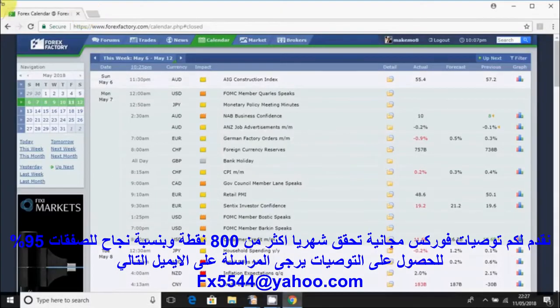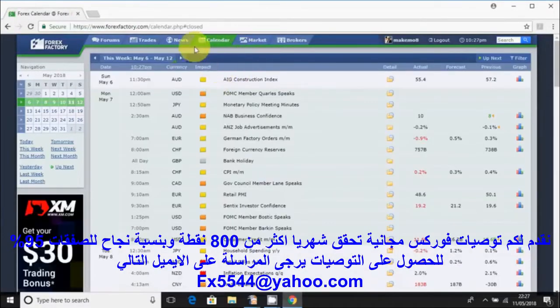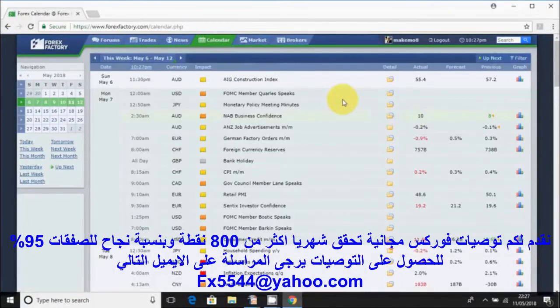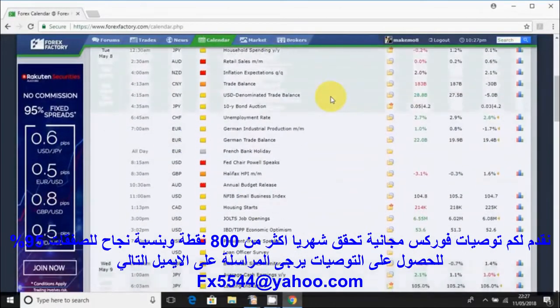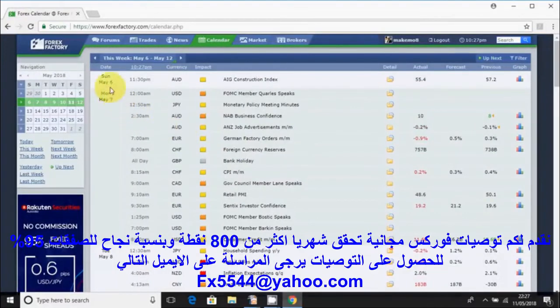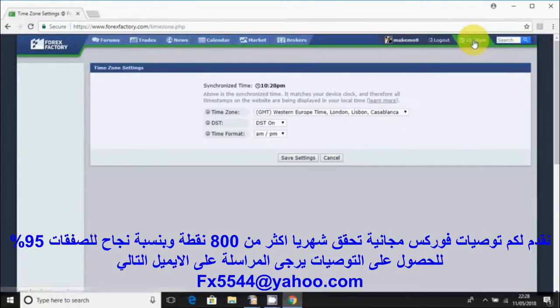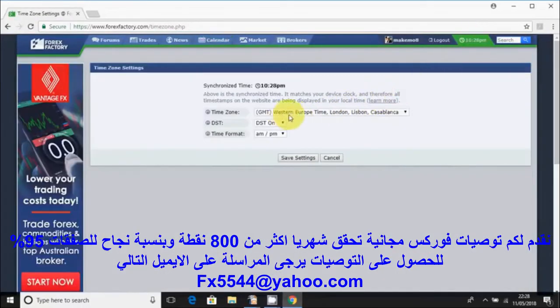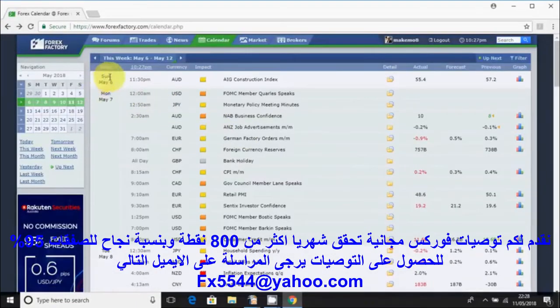Okay, so at forexfactory.com, here we are. So you click calendar and then you get the whole calendar for the week. First of all, you have the date, but make sure your time is set to your own local time. My local time is here, so you set yours to your local time so that you can see the time in your own time zone. So the date, the time of release, the currency it affects, and the impact.